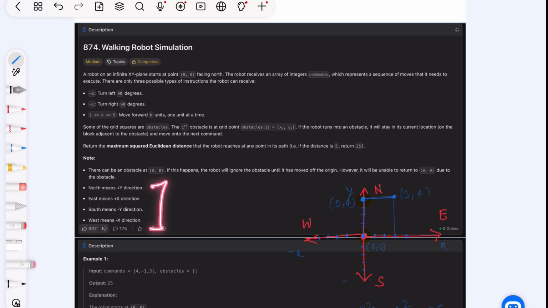This is what we have been given. So if an obstacle is at 0 0, it means the robot will ignore the obstacle until it has moved from the origin, and however it is unable to return to 0 0 due to the obstacle. Okay, another thing we are given is that north means the plus y direction, and east means plus x, as you see, this is called east, this is called west. So plus x is east and minus x is west, plus y is north and minus y is south. Okay, this is what we have been given.